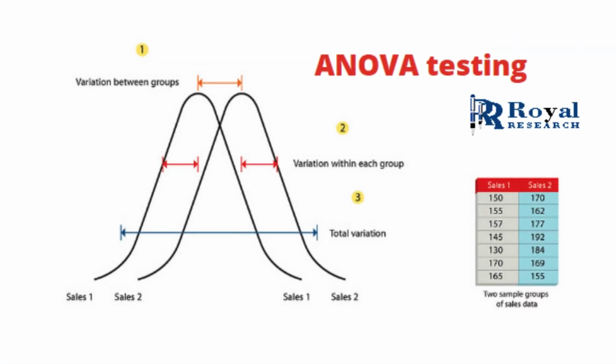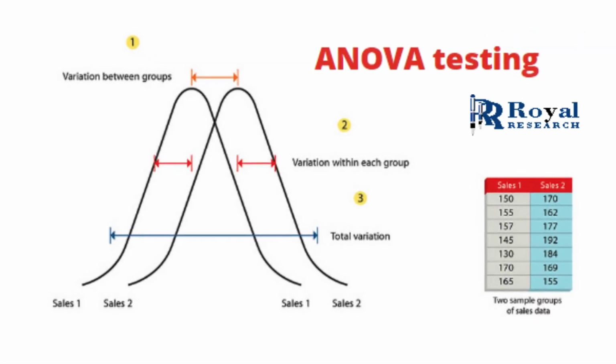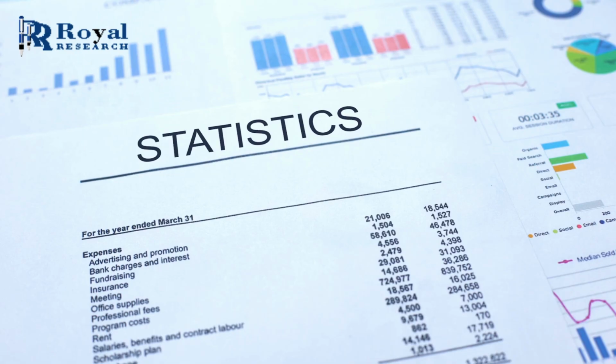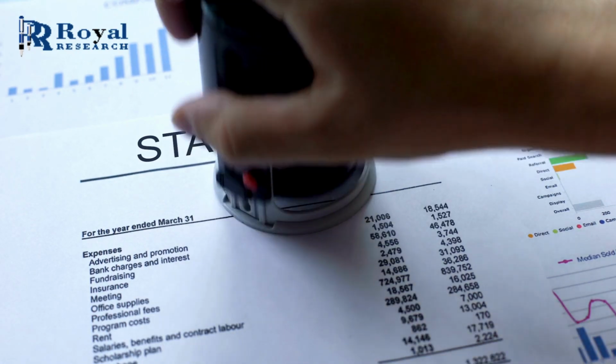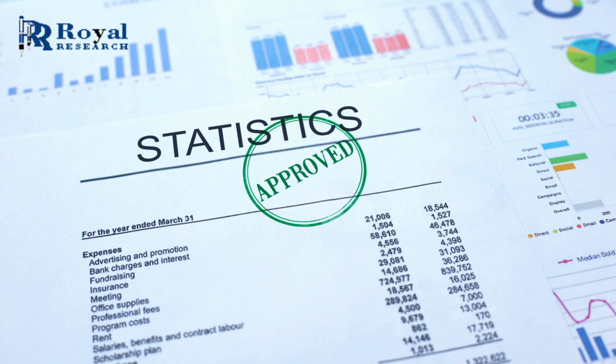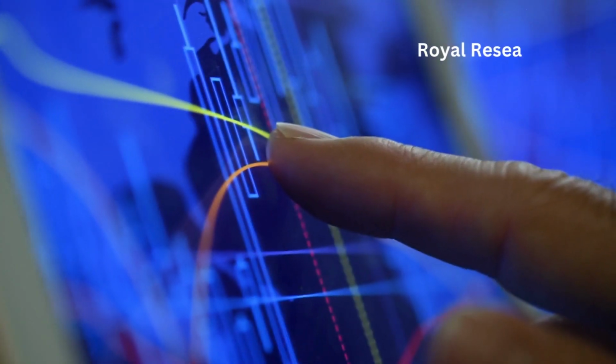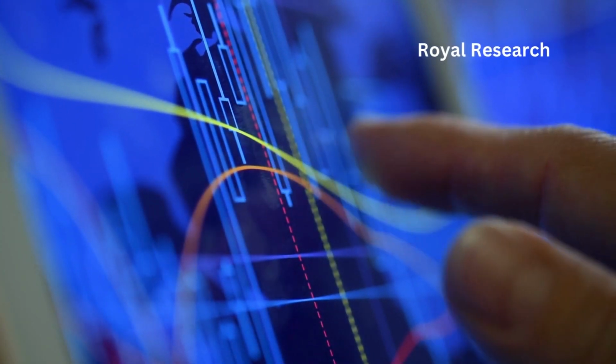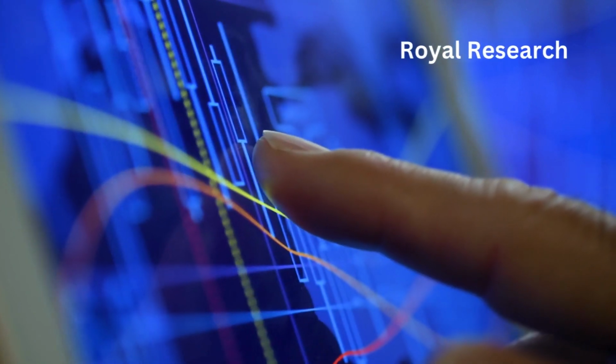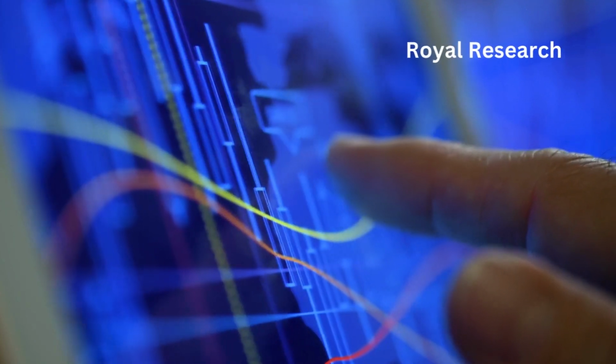There are different types of ANOVA tests, such as one-way ANOVA, which compares the means of a single factor across multiple groups, and two-way ANOVA, which examines the effects of two factors on a response variable. In essence, ANOVA helps researchers determine if there are significant differences in means between groups, providing insights into the factors that might be influencing the observed outcomes.